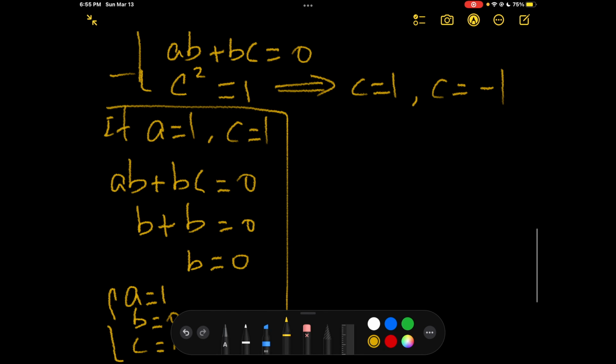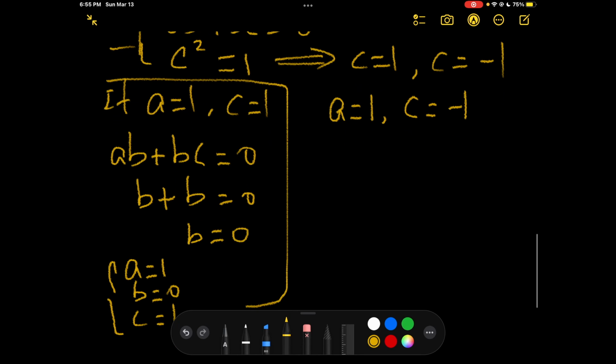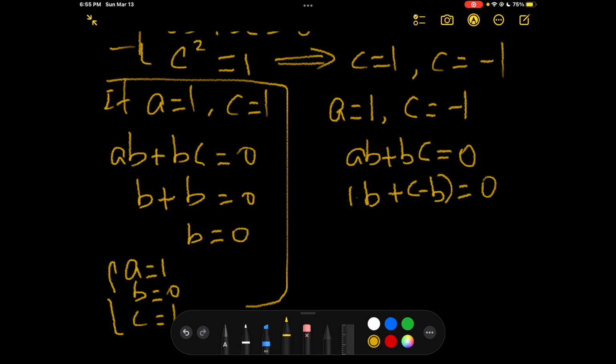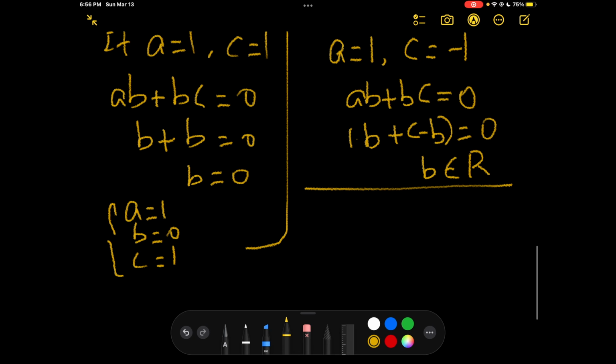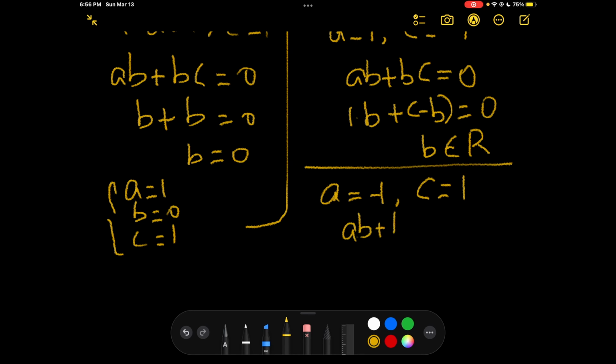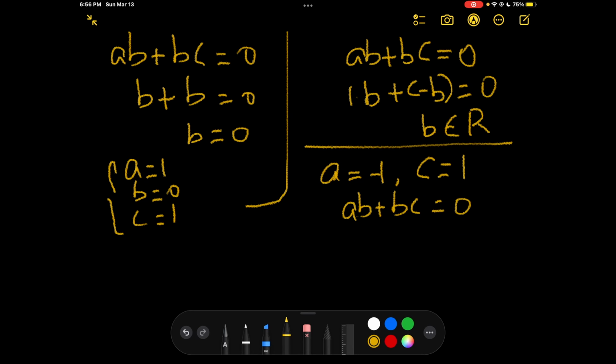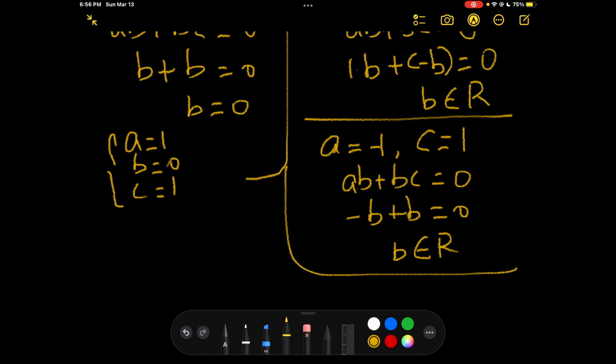Now if a equals 1 and c equals -1, ab plus bc has to be 0, which is 1b plus c times b with c being -1, so b minus b equals 0. So b can be any number, any real number. That's the case a equals 1, c equals -1. In the other case, a equals -1 and c equals 1, we have ab plus bc equals 0, which is -b plus b equals 0. So b can be any number. That's the other case.